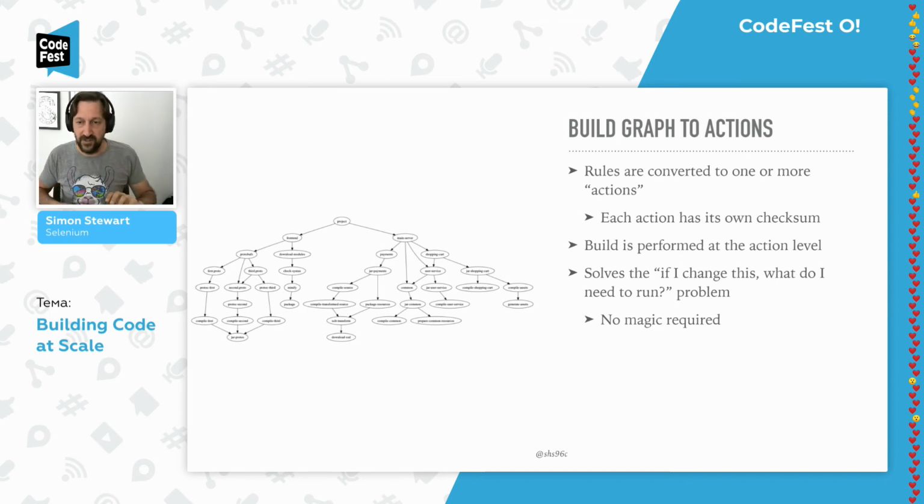And the build is performed at the action level. So the opportunities to parallelize based on the shape of the graph are more widespread and easier to take advantage of. This also solves the problem of what do I need to run? You can see just by following the graph what tests need to be rerun when you modify a single file. And that takes a lot of magic out of the build.